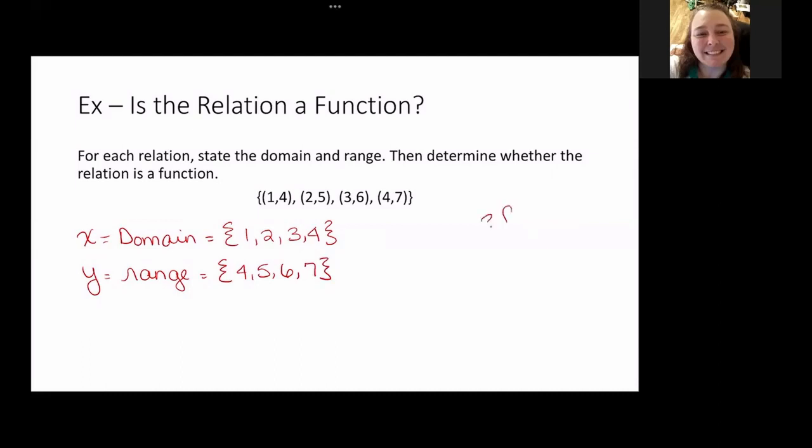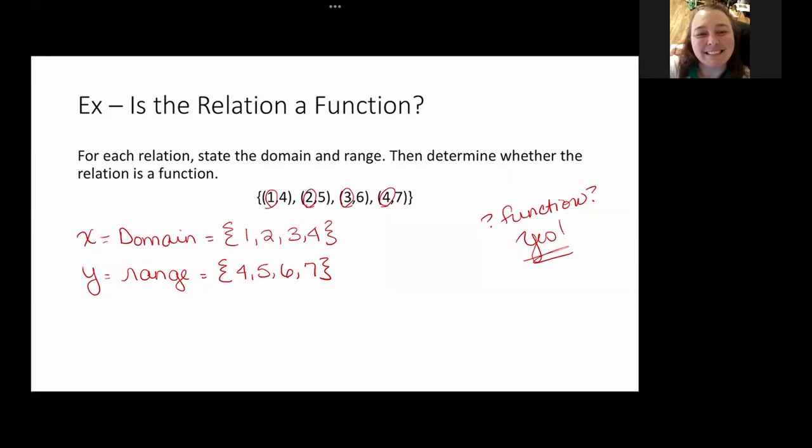So, is it a function? If it's a function, really, we only have to look at the x's. Are any of the x's repeated? No, they're not. So then, yes, it's a function. There's only unique x's, okay? That is what is going to make it a function.